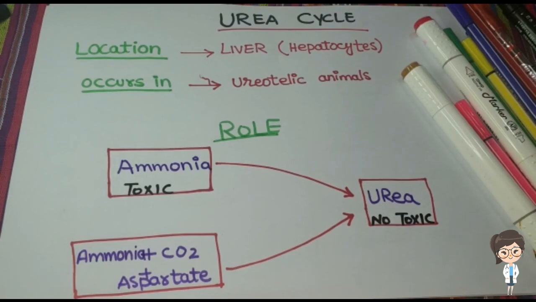We know that ammonia produced in our body is a toxic substance and needs to be excreted, and the urea cycle is the process by which this toxic ammonia is converted into urea, and urea can be excreted easily without extra water. So we can see that ammonia combines with carbon dioxide and aspartate or aspartic acid and gives urea as a byproduct, and the energy comes from ATP molecules.